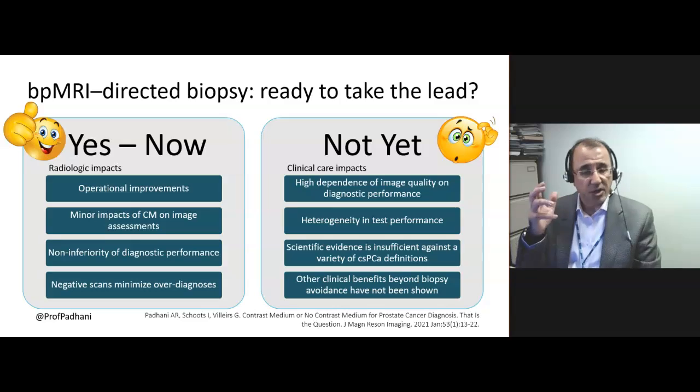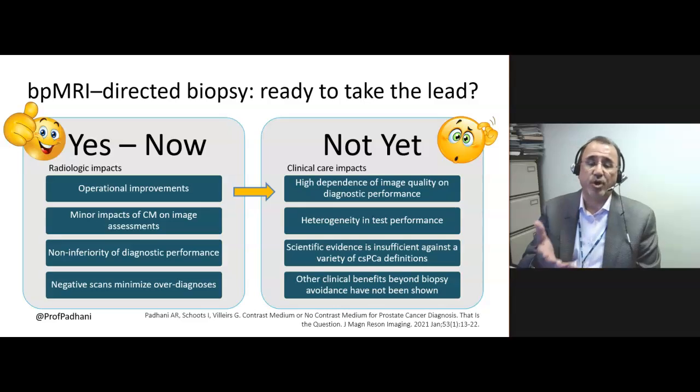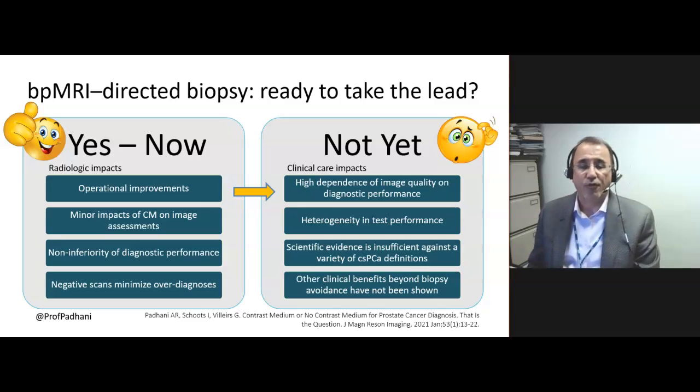So you see this debate between biparametric MRI and multiparametric MRI, with the people who say that biparametric MRI is ready because of operational improvements. Well, the problem is that the operational improvements are highly dependent on image quality, which will affect diagnostic performance. People will point out that there are only minor impacts of contrast medium usage on imaging assessments. I've just shown you that it could be up to 1 in 5 patients. People will point to the non-inferiority of the diagnostic performance, but there is a great deal of heterogeneity in the performance, and I will show that to you shortly.